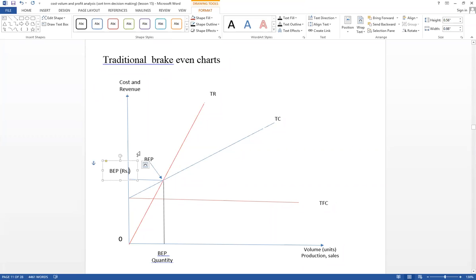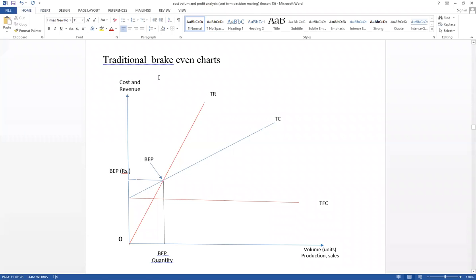You have to know how to disclose traditional break-even point charts. There are 3 lines you have to draw. Think about total revenue start from 0 and total fixed cost. It does not vary with number of quantity. When quantity increases or decreases, total fixed cost does not change. And total cost equals total variable cost plus total fixed cost.